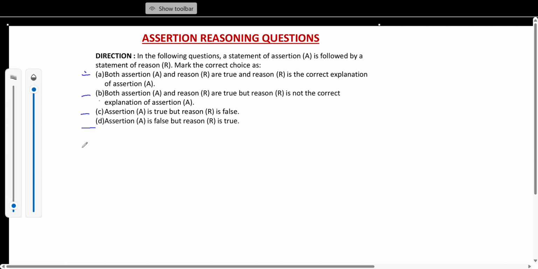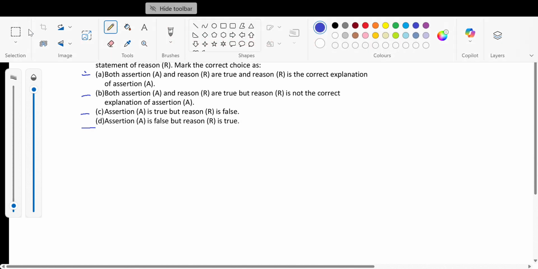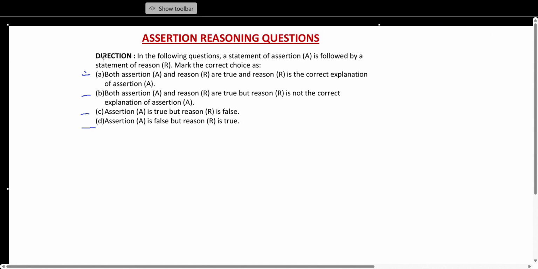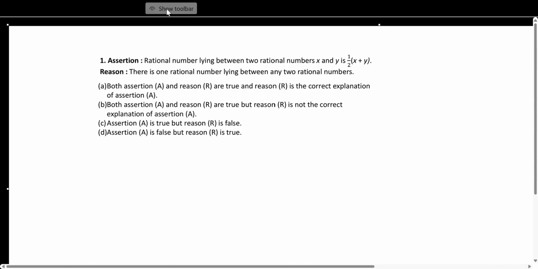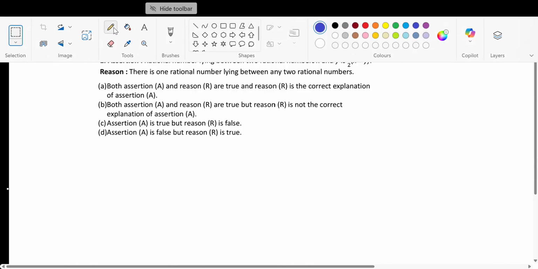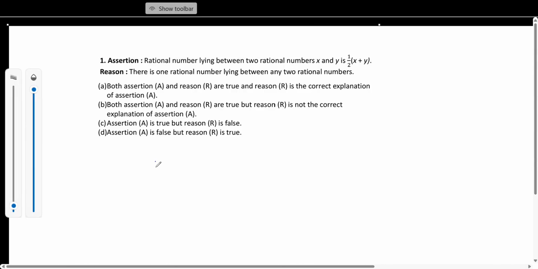According to what question is given, we will have to analyze what the statement given in assertion is, what the statement given in reasoning is, and then see for that particular scenario which option is suitable. So let me show you that with an example. This is an example of an assertion and reasoning problem. Let us see what it says.